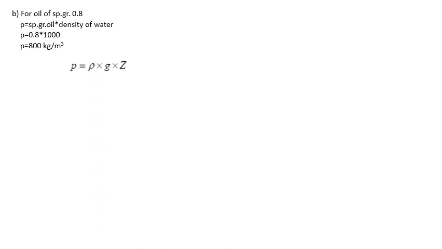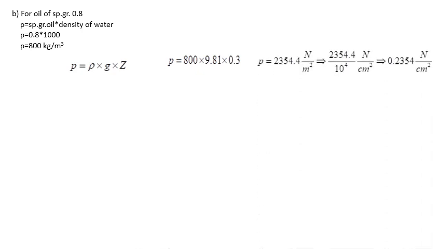Now the pressure at that point is P equals rho g Z. The pressure is equal to the density of the oil, 800, multiplied by 9.81 and the height of 0.3. Then the pressure is equal to 2354.4 Newton per meter square, or 0.2354 Newton per centimeter square.